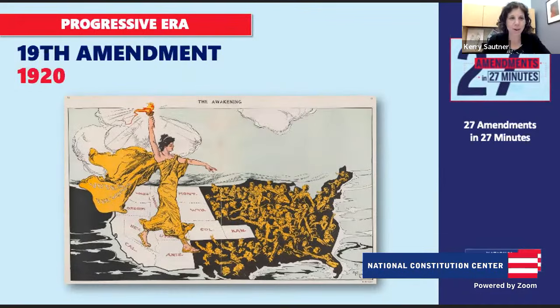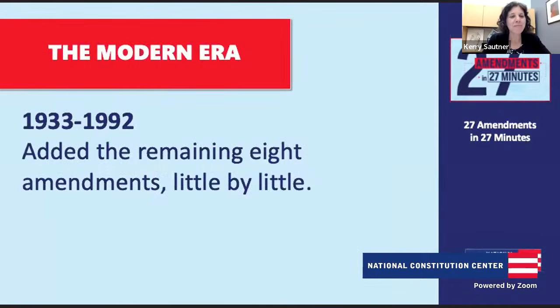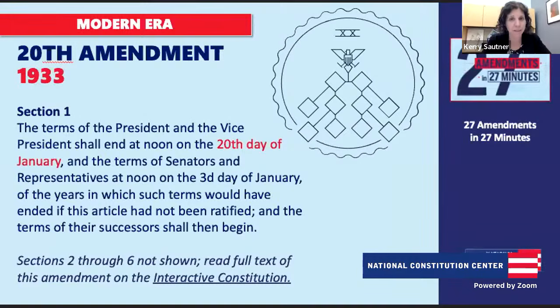Okay, now to the last category. I feel like a game show host. The modern-ish era. So 1933 to 1992. So it's a pretty big graph. We have 8 amendments. Let's begin with the 20th Amendment.